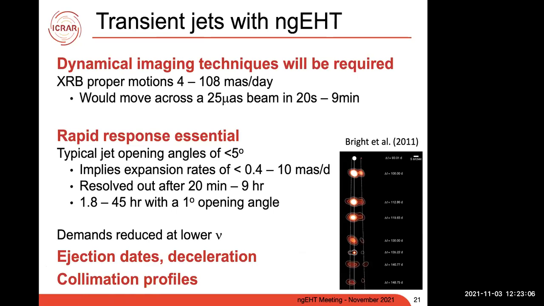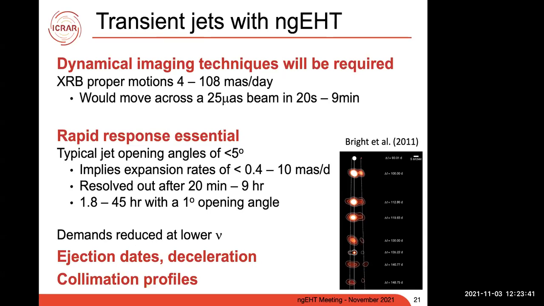Looking at the suite of X-ray binaries that have been studied with VLBI to date, the proper motions range between about a handful, so say 4, and a little over 100 milliarcseconds a day, which means that they would move across a canonical 25 microarcsecond beam in somewhere between a few tens of seconds and a few minutes. So we're going to have to be very focused on snapshot imaging and any algorithms that can maximize the amount of information that we get out of such images.